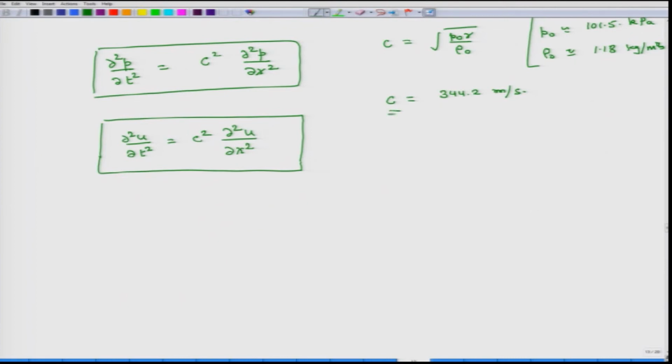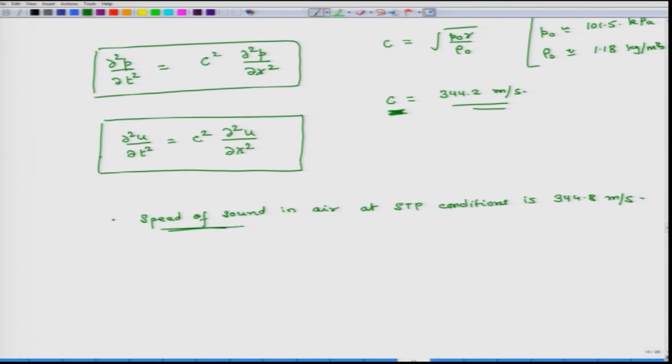And now, what we will try to do is figure out what this parameter C is all about. If you measure the speed of sound in air experimentally, you find that the speed of sound in air at STP conditions is 344.8 meters per second. So, what we note is that this speed of sound is very close to this value of C. So, is it by accident or what?